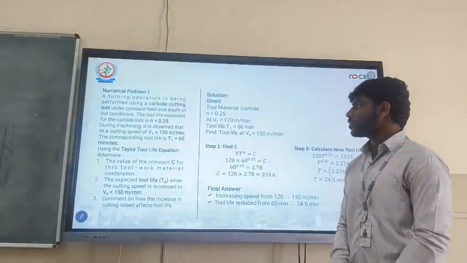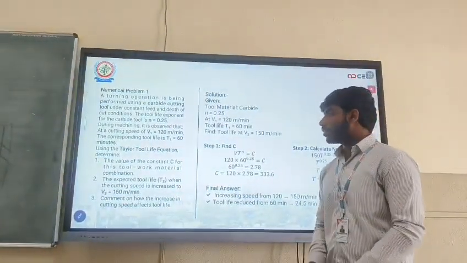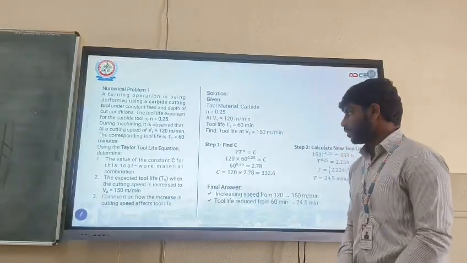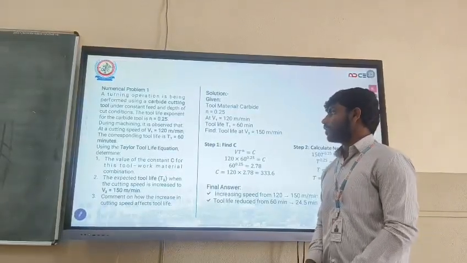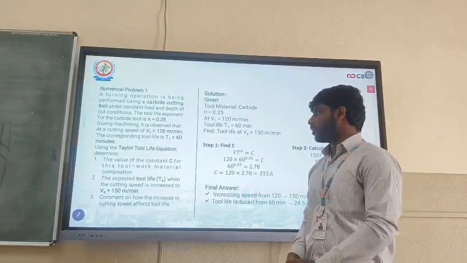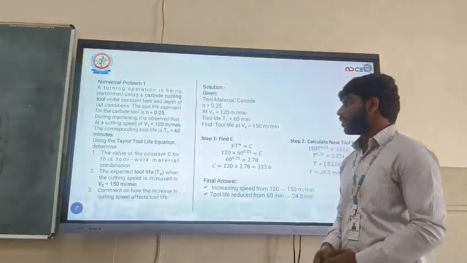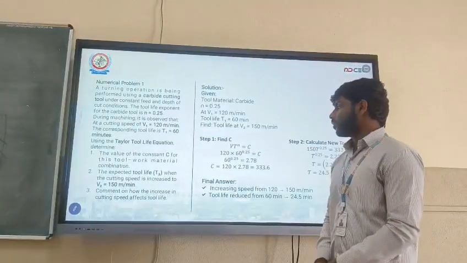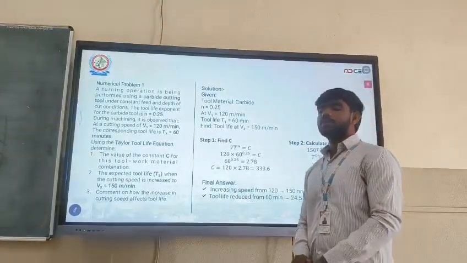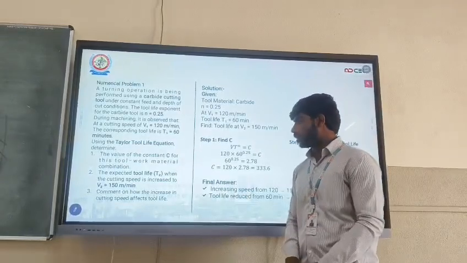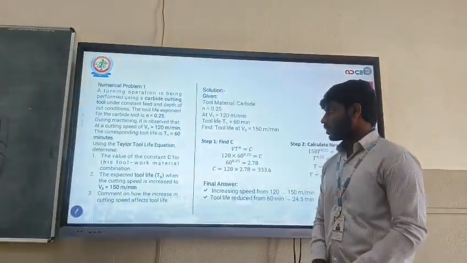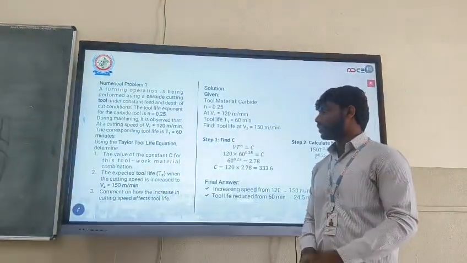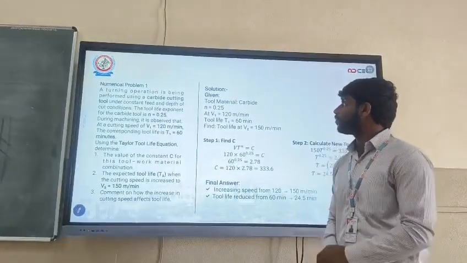Using Taylor's tool life equation, determine: first, the value of constant C for the tool work material combination; second, the expected tool life T2 when the cutting speed is increased to V2 equals 150 meters per minute; and third, comment on how the increase in cutting speed affects the tool life.